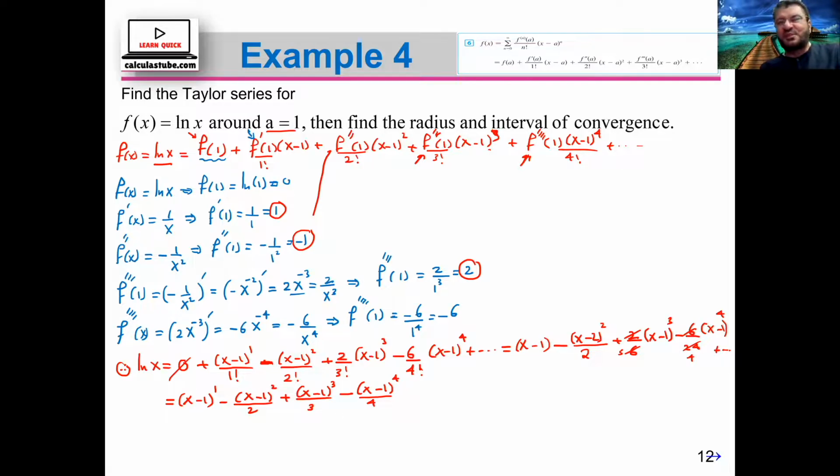So what do you expect the next one to be? Look at this one. (x minus 1) to the power 1 over 1, 2 over 2, 3 over 3. So 4 over 4, because it alternates positive, negative, positive, negative. So I know the next term is going to be positive what? (x minus 1) to the power 5 over 5, and it goes minus and then proceeds.